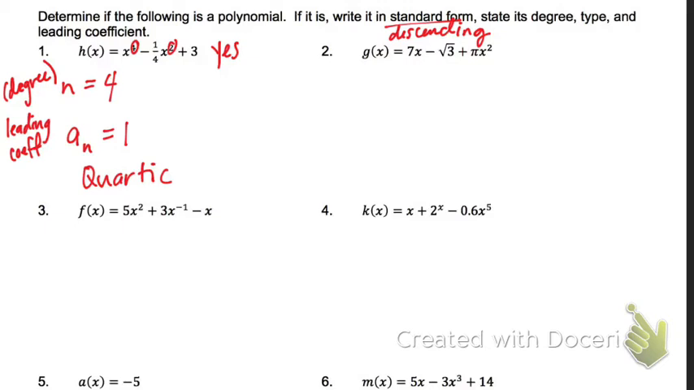Okay, let's look at number 2. Are all of my exponents whole numbers? What do you think? So the first one is x to the first power. The second one is just a constant, so it's x to the 0. And then we have x squared. So all of my exponents are whole numbers. Coefficients, are any of them imaginary?